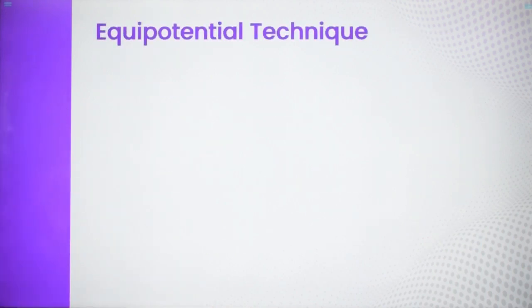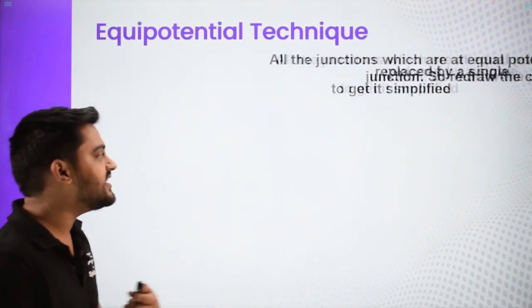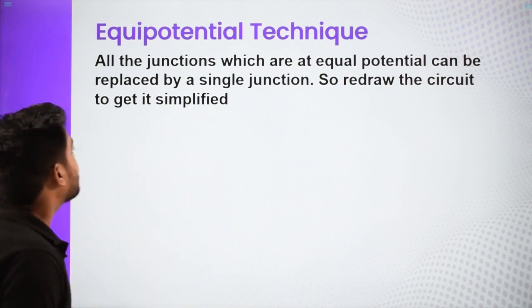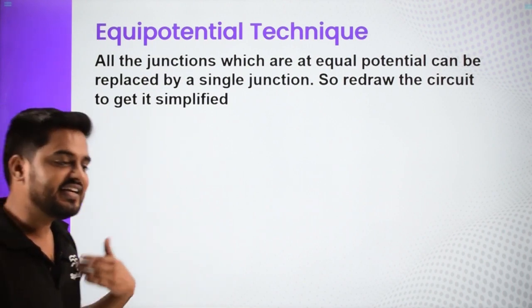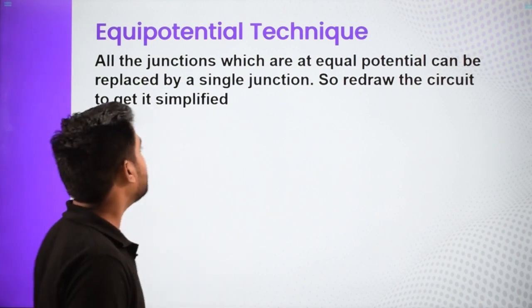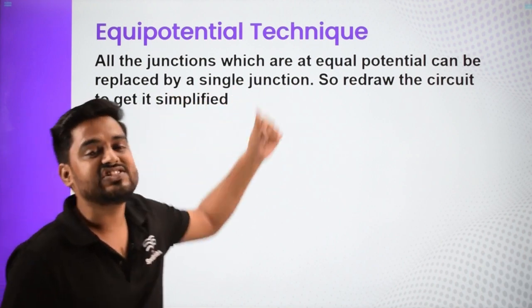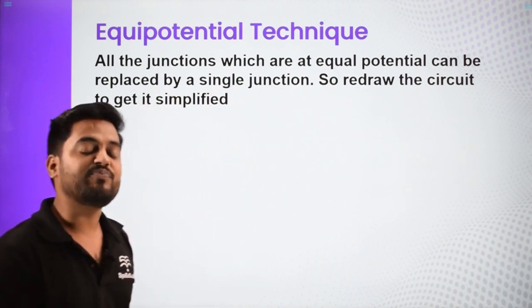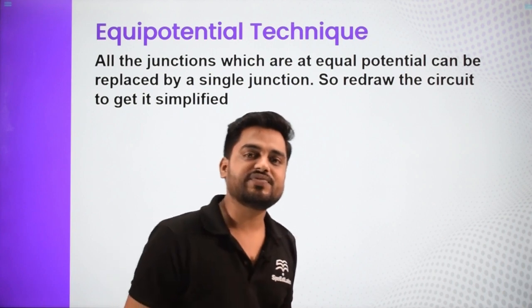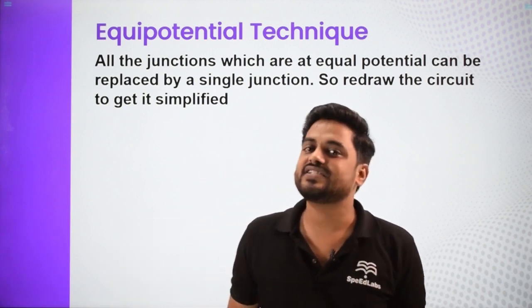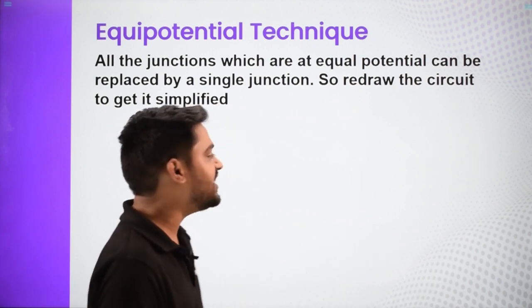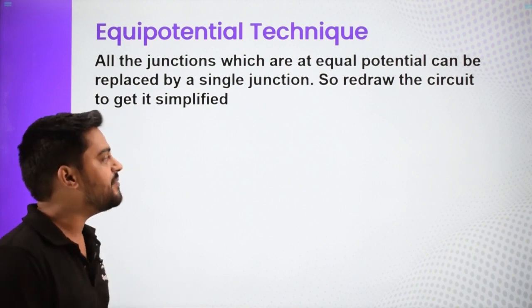Now the next type is the equipotential technique. So what is the equipotential technique? All the junctions which are at equal potentials can basically be replaced by a single junction. So whenever this type of problem comes, we can simply redesign and redraw our circuit. Once we redraw our circuit, we'll be easily able to solve it.